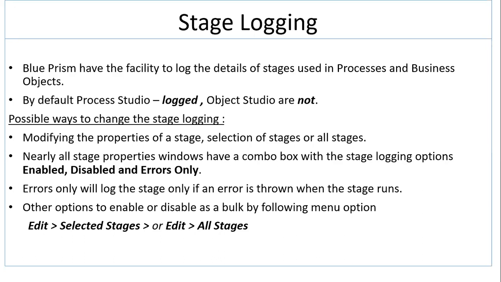The other option to enable and disable the logs in bulk is to follow the menu option. You have to select either the particular selected actions or page references, go to edit, and then you have the selected stages option. Choose that. From there, you can either enable it, disable it, or make it error only. Or if you want to make all stages enabled, disabled or error only, you have an option in the edit menu as well. Just click edit, all stages, and choose enable, disable, or error only.